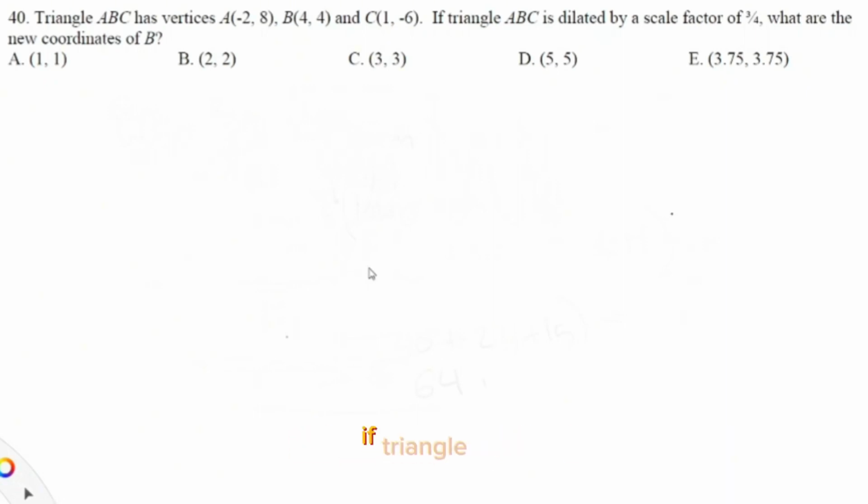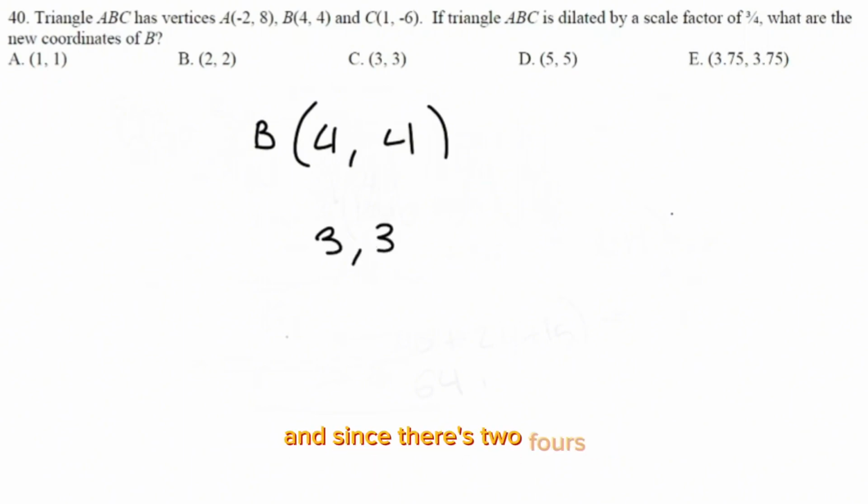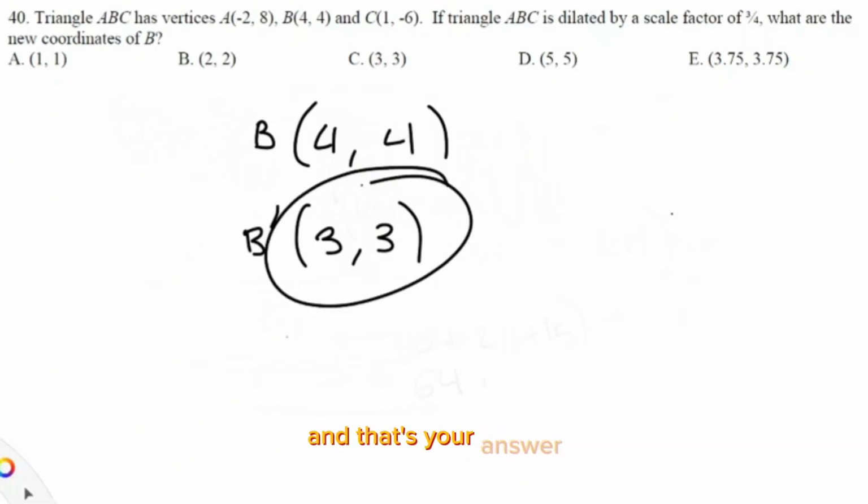Next, triangle ABC has vertices at A, negative 2, 8, B, 4, 4, and C, 1, negative 6. If triangle ABC is dilated by a scale factor of 3/4, what are the new coordinates of B? Alright, so dilating by a scale factor of 3/4, that just means that the coordinates are just going to be 3/4 of the previous coordinates. So if you look at 4, 4, which is the coordinates of B, we're just looking at 3/4 of 4. So 3/4 of 4 is just 3. And since there's 2 4s, there's 2 3s, which means B prime, or the new B, is just going to be at 3, 3. And that's your answer.